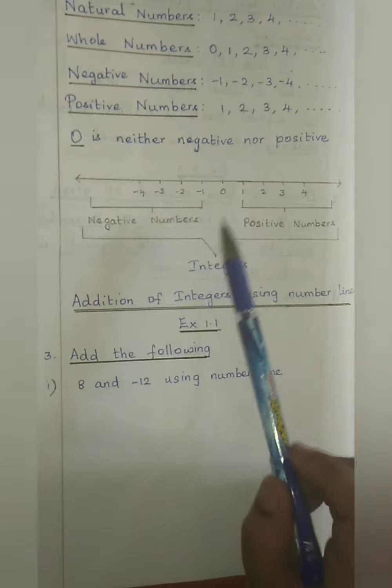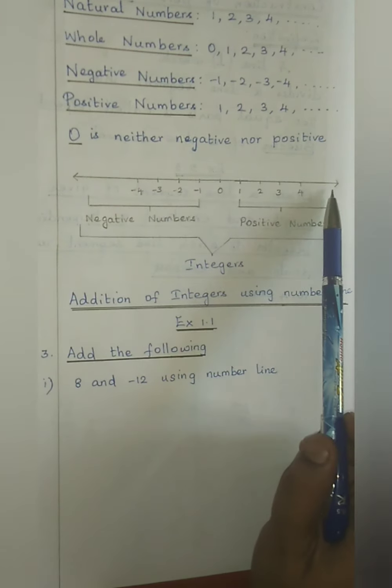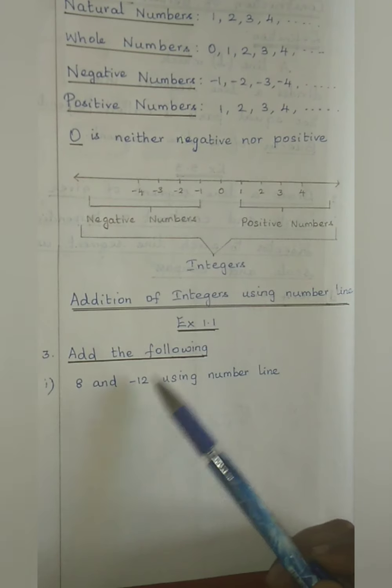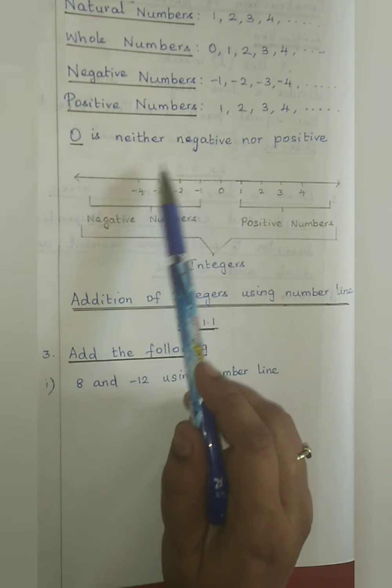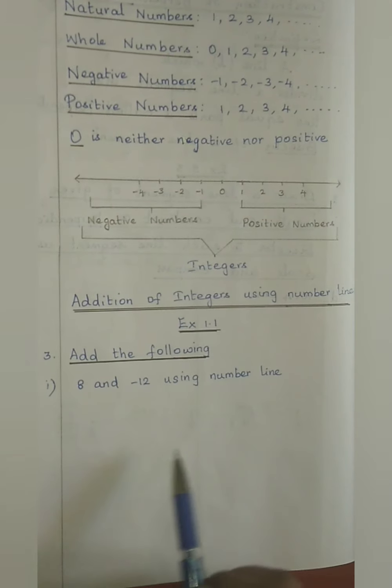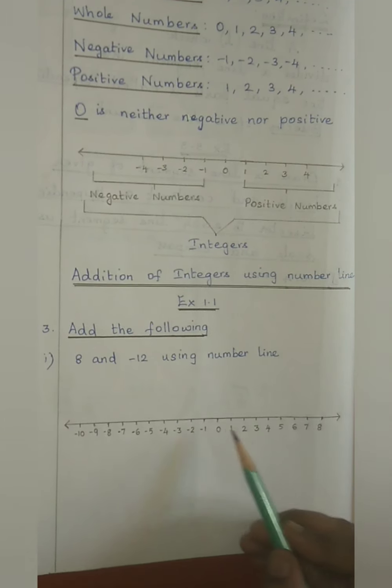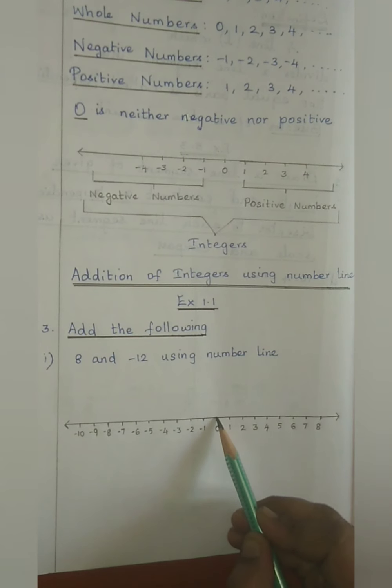For adding a positive integer we have to move towards the right side, and for a negative integer we have to move towards the left side on the number line. First let us draw a number line. Now I will explain how to add integers on a number line. So 0 is the starting point. Place your pencil at 0.